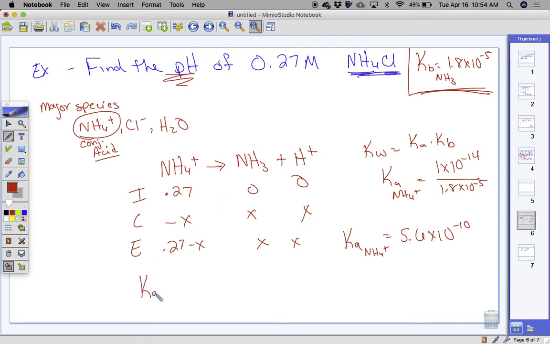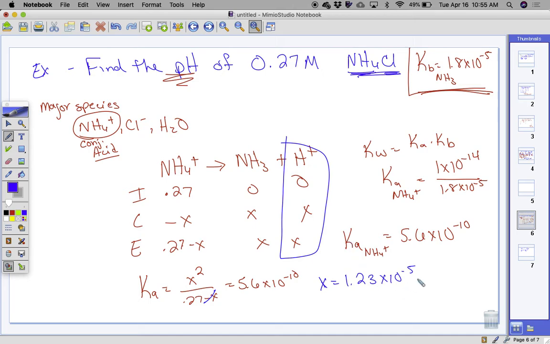So Ka is going to equal x squared over 0.27 minus x. And Ka, we just found out, is 5.6 times 10 to the minus 10th. That is definitely really small. So what can we do with this x down here? We can negate that one or assume that one's negligible. Somebody's going to have to solve for x for me on your calculator. X equals 1.23 times 10 to the negative fifth. All right, so that x is the H plus concentration.